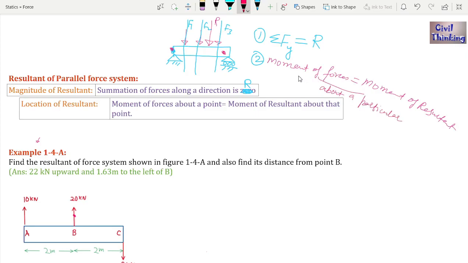Now, moment of forces about one point is not equal to moment of resultant about another point. The point has to be the same. Then the moment of forces is equal to moment of resultant. Now you will understand these two steps in this problem.